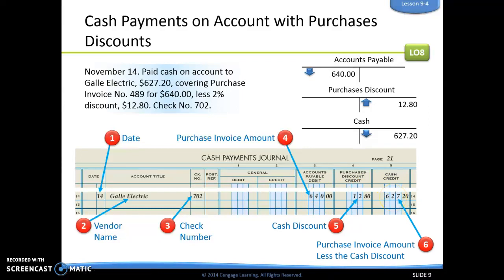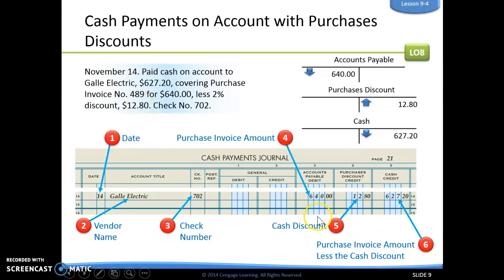So for me, sometimes it's easier to start with my cash. If I figure out, okay, here it says I paid this amount in cash, I'm going to put that number in first. Then I'm going to put in what I owed to the accounts payable, and then I find the difference, and that's my purchase discount. They don't always give us the amount here. If they said 2%, we would take 640 times 2%, and that's how they figured out that discount.